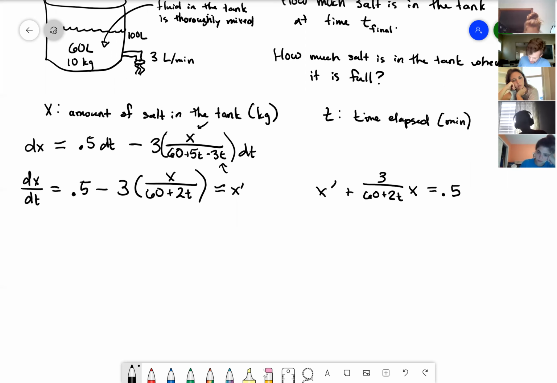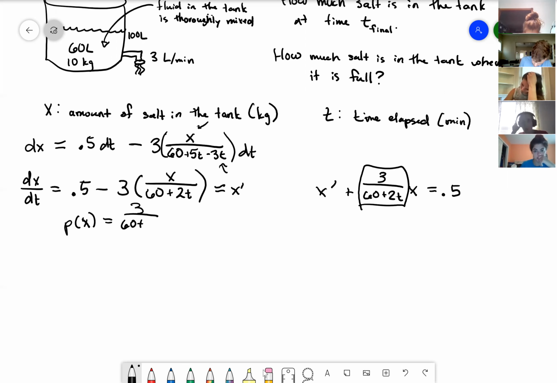Okay. Now, we denote this thing by p of x. So little p of x, I will write as 3 over 60 plus 2t. And then we take its antiderivative. So e to the negative of the antiderivative of this thing gives us our homogeneous solution.